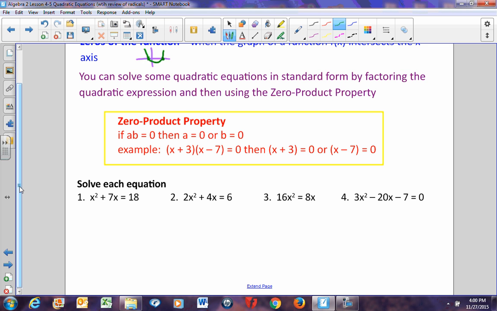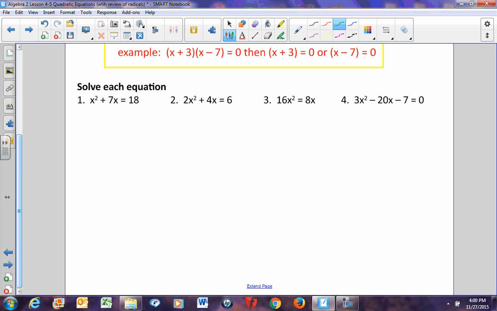Right? For example, if I have x plus 3 times x minus 7 equals 0, then x plus 3 must equal 0, or x minus 7 must equal 0. So to solve these equations, if I have x squared plus 7x equals 18, the first thing I should do is set this equal to 0. So I'm going to move my 18 over by subtracting it off of both sides. So I have x squared plus 7x minus 18 equals 0.